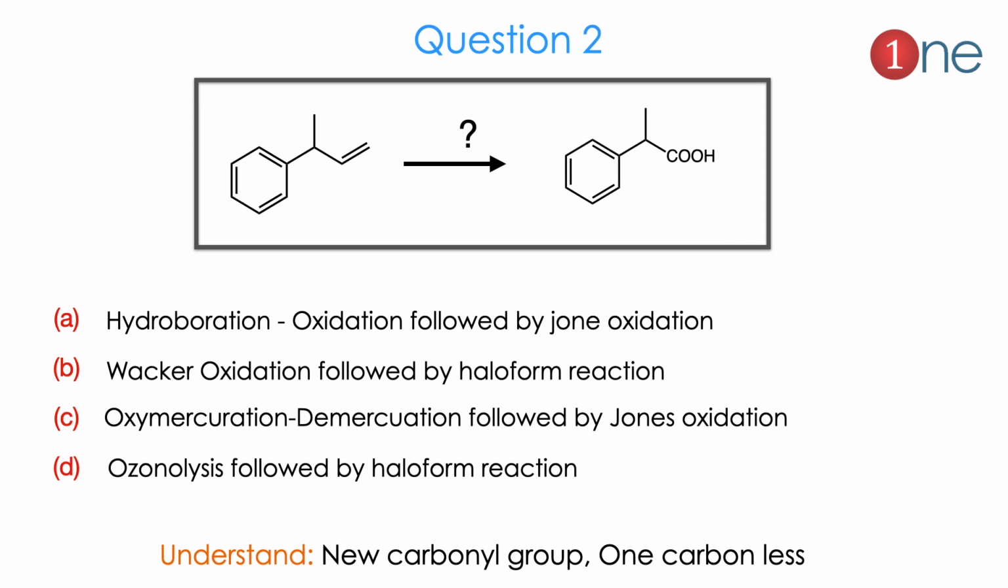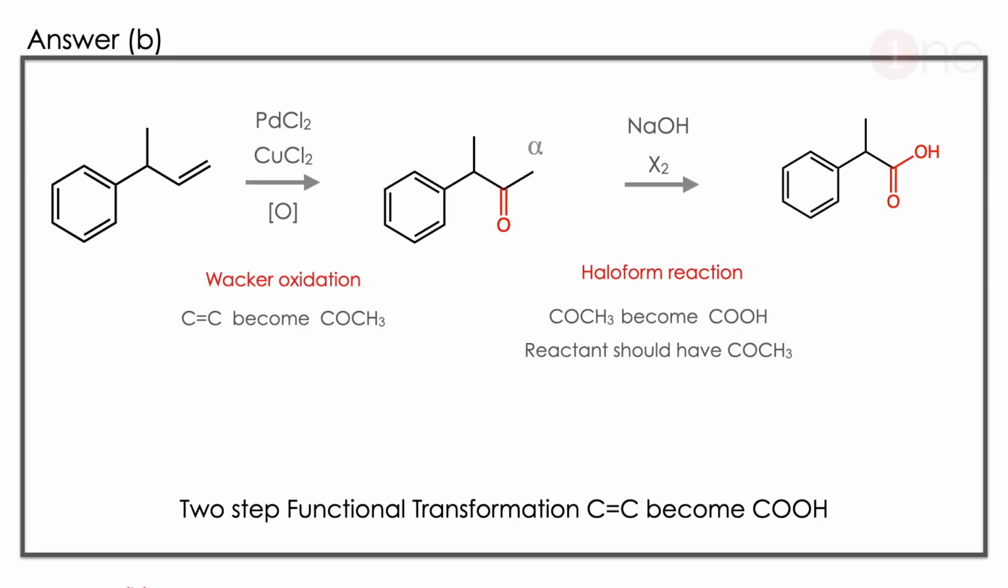Here they ask you to guess the reagent. Here you have to understand that a new carbonyl group is formed and one carbon is lost. The C=C bond becomes COOH. The answer is B. Let us see how. The starting material is an alkene. So here we use the Wacker oxidation.